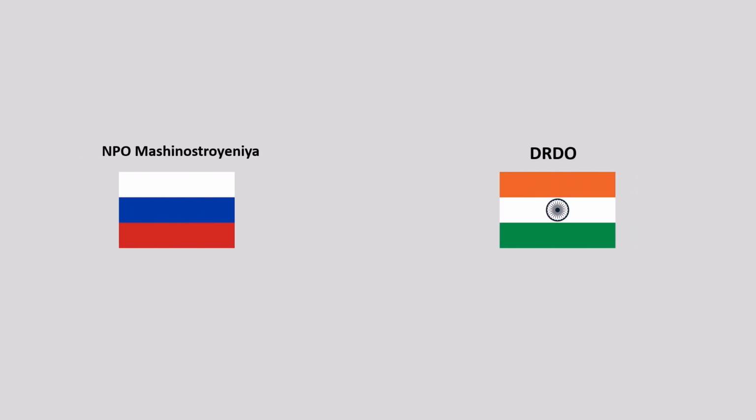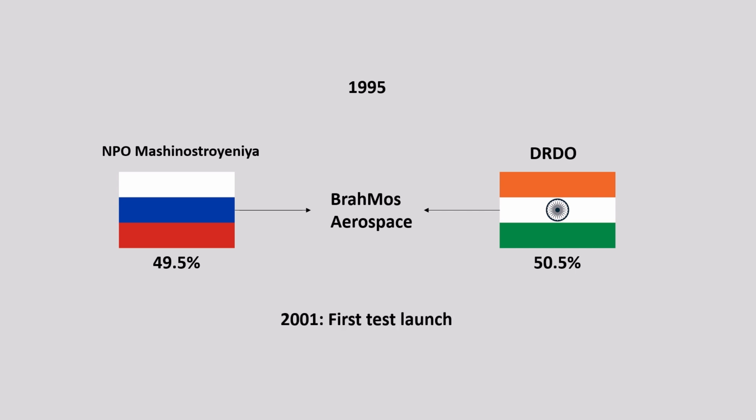The BrahMos missile is a joint project between India and Russia. In 1995, India's DRDO and Russia's NPO Mashinostroyeniya formed a joint venture by the name of BrahMos Aerospace. India owns about 50.5% in this joint venture, whereas Russia owns 49.5%. In 2001, the first successful test of the BrahMos missile was carried out.